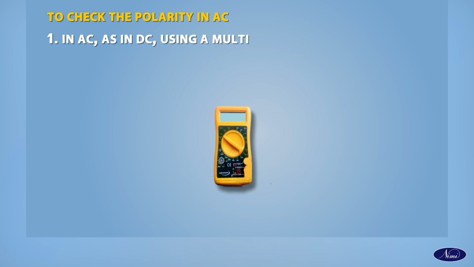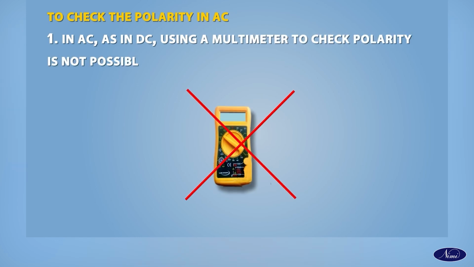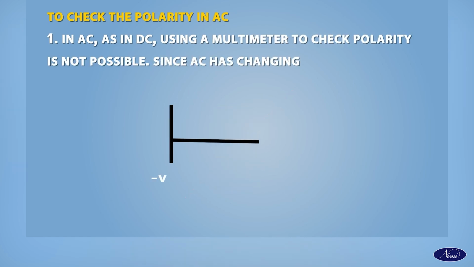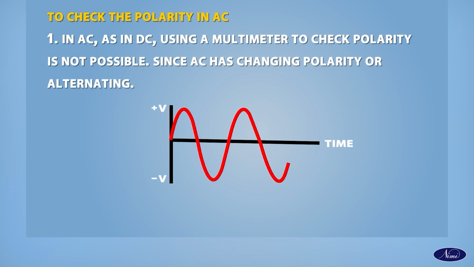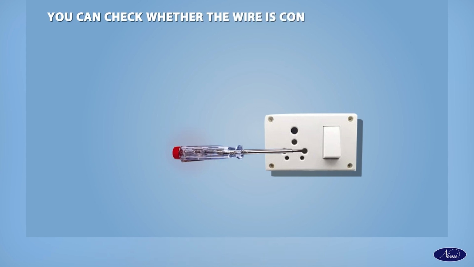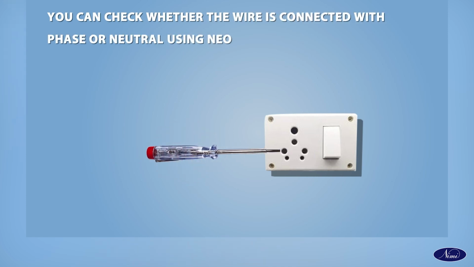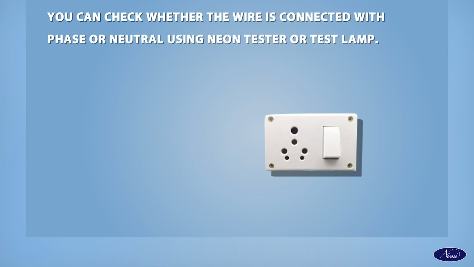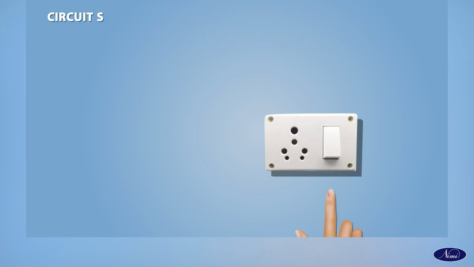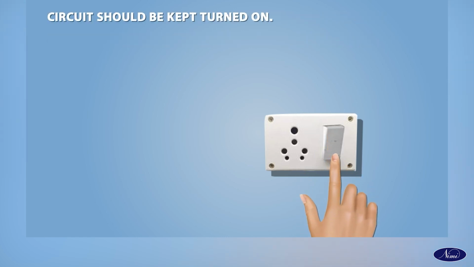To check the polarity in AC. In AC, as in DC, using a multimeter to check polarity is not possible since AC has changing, alternating polarity. You can check whether the wire is connected to phase or neutral using a neon tester or test lamp. The circuit should be kept turned on.